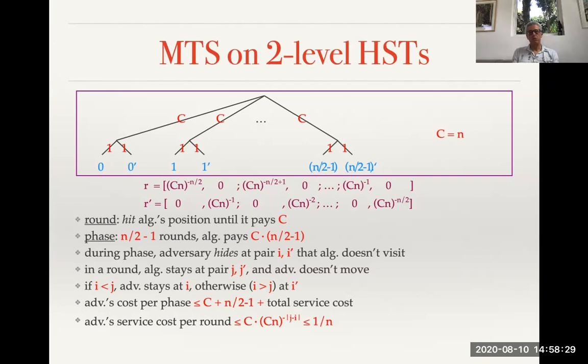So this cost could be because the algorithm is moving inside a particular branch, or if the algorithm switches branches, then it automatically pays C and the round ends. A phase simply consists of n over 2 minus 1 rounds. So in a phase, the algorithm pays a total of at least C times (n over 2 minus 1).